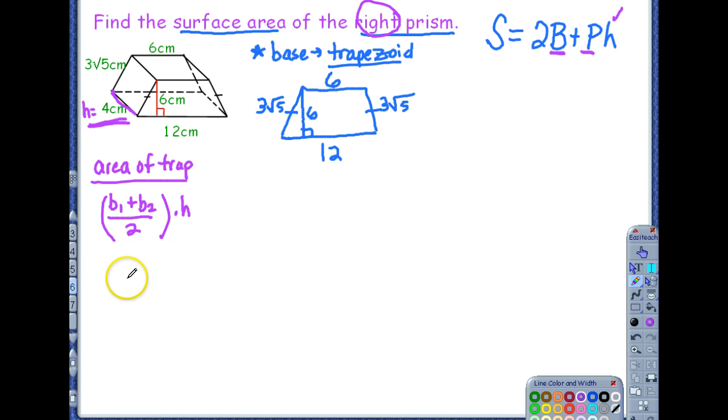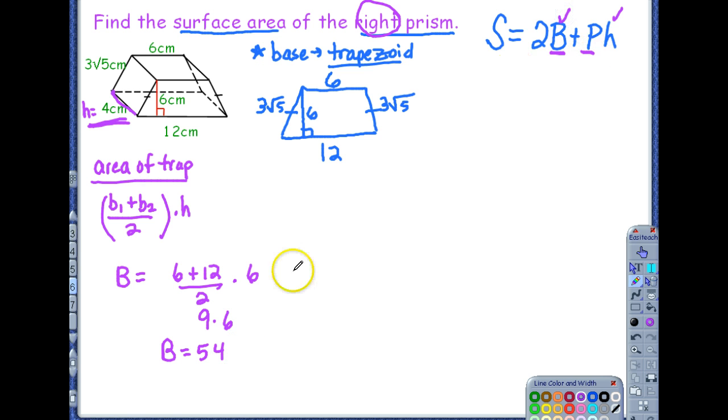So if I was going to find the base area, average the bases. So it would be 6 plus 12 divided by 2, and then times our 6. That's our height. So that's going to be 18 divided by 2, which is 9, times 6. So 54. All right. So there's that piece. Now what's left is the perimeter.